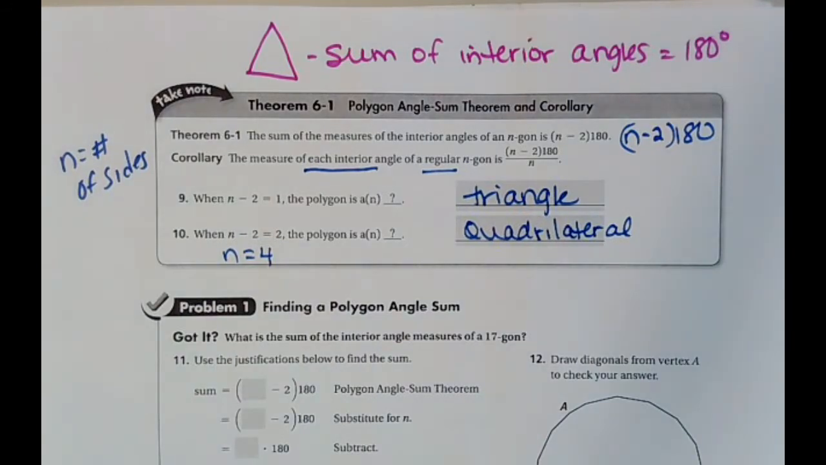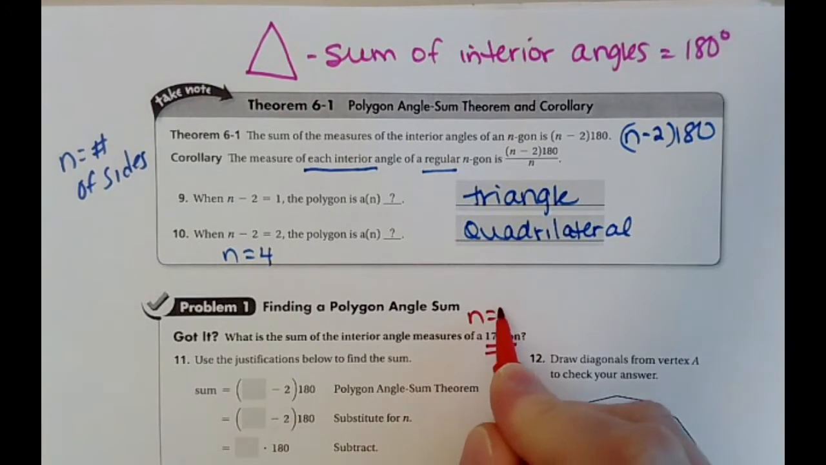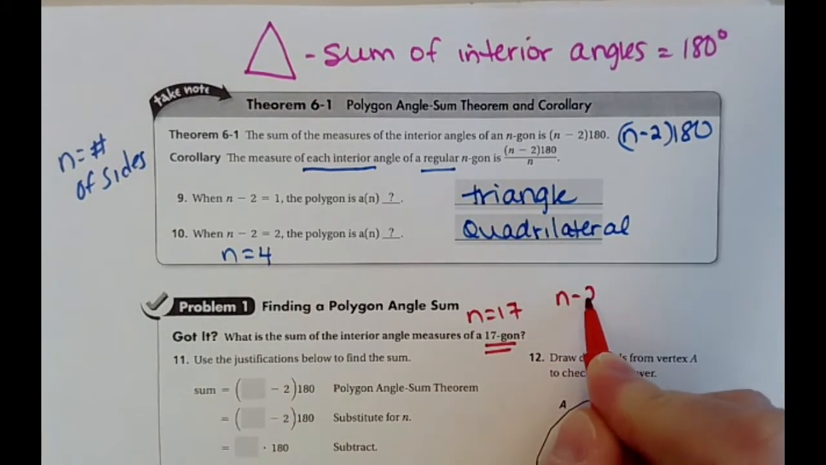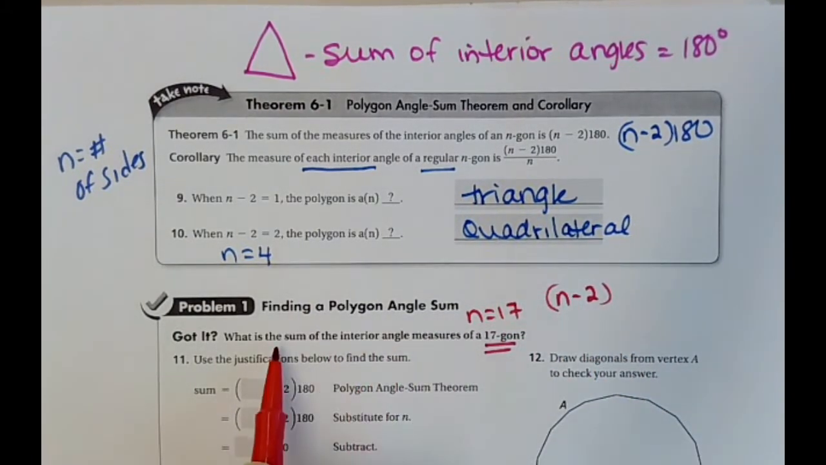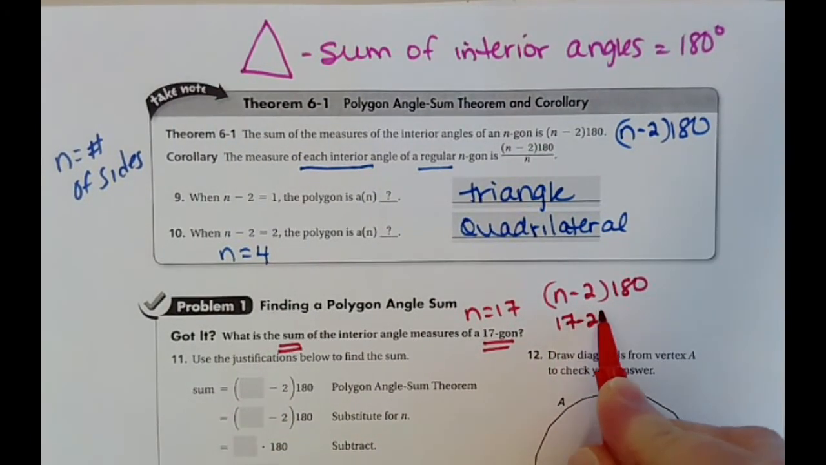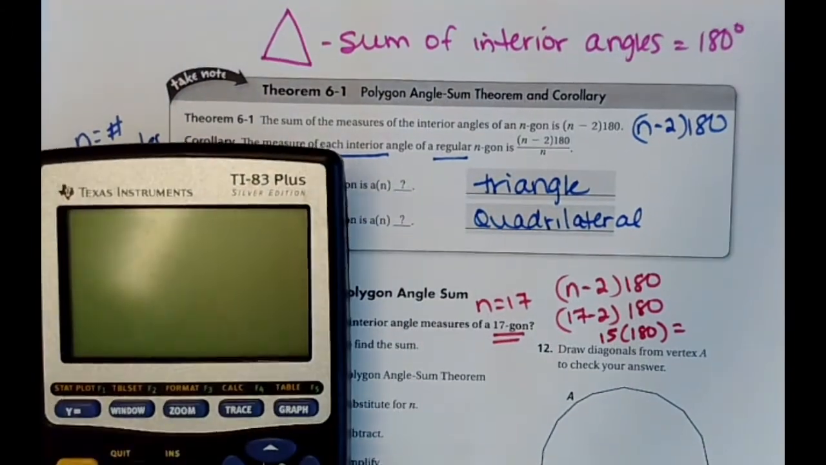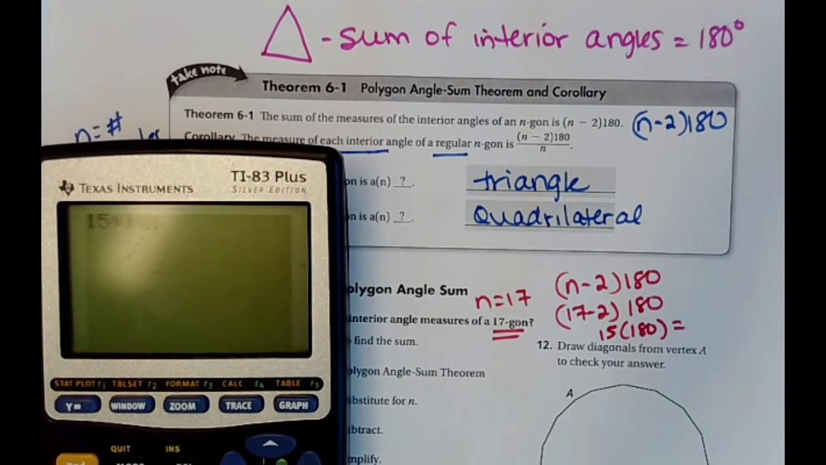All right, let's do an example. It says, use the justification below. What is the sum of the interior measures of a 17-gon? So we have a 17-gon, which means n is 17. It doesn't say regular, it says the sum, so I'm going to use (n minus 2) times 180. 17 minus 2 times 180 means 15 times 180, and 15 times 180 is 2,700.